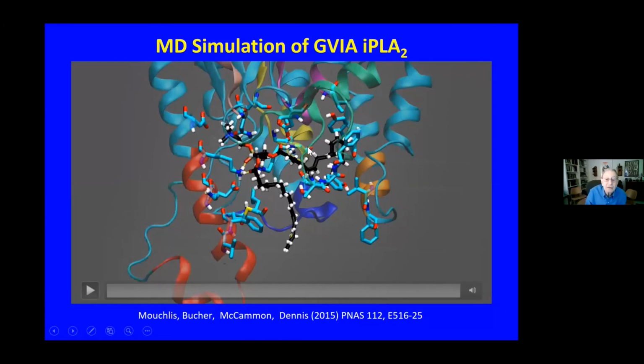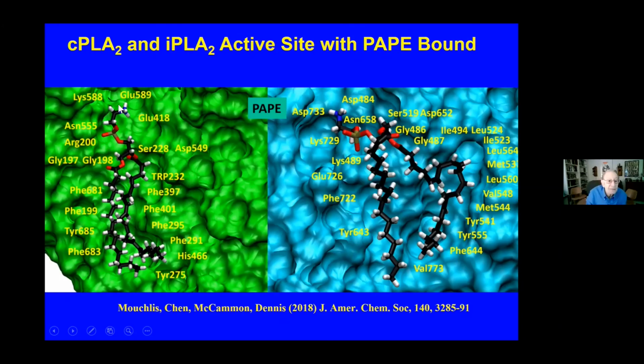And I want to illustrate that in this slide. On the left is cPLA2. This is a phospholipid containing palmitic acid and arachidonic acid and choline as the polar group. And this is how arachidonic acid binds in the catalytic site. In iPLA2, arachidonic acid binds in a very different way in this very specific site.